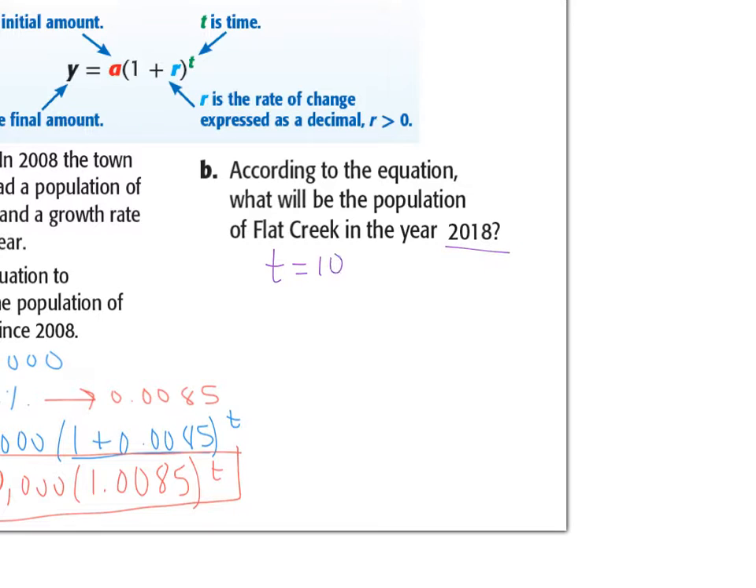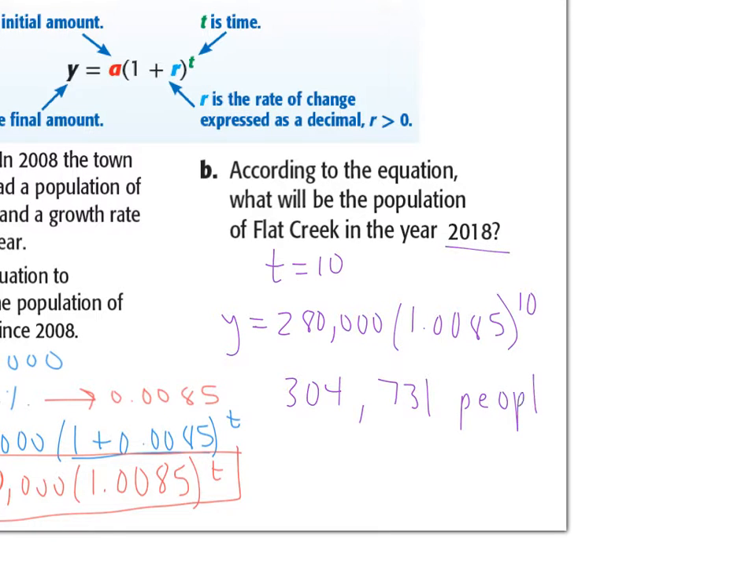So then I'll write my equation from part A. So y equals 280,000 times the quantity 1 plus, well, actually, it's just 1.0085, and then to the power of 10, and I can plug that in my calculator, round to the nearest person, and get 304,731 people. And that is my answer.